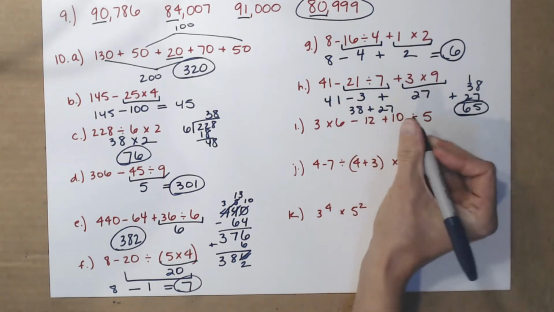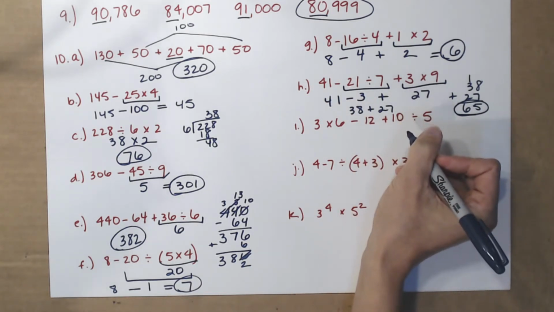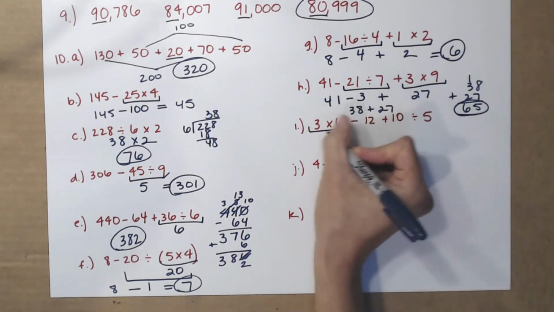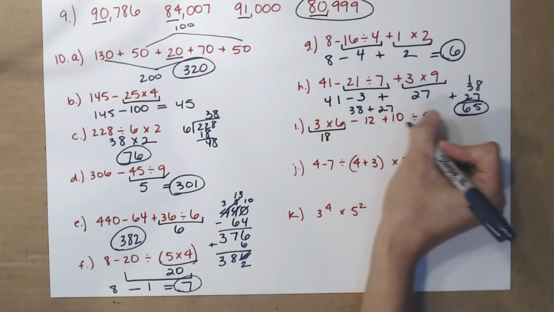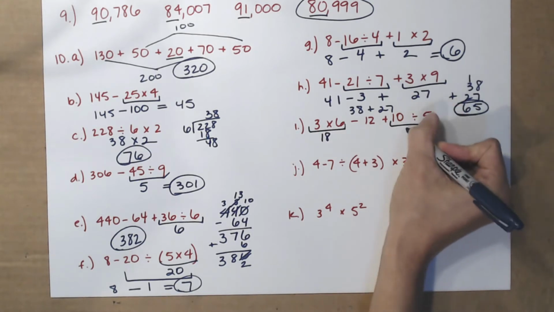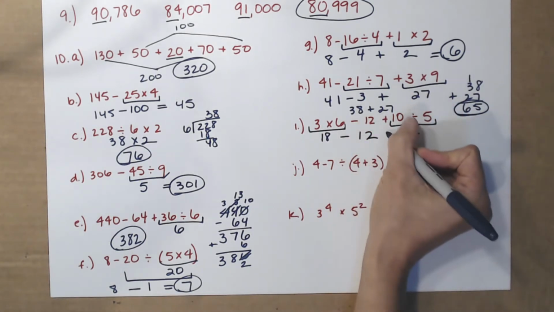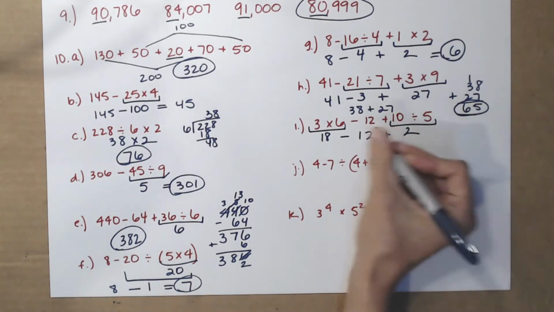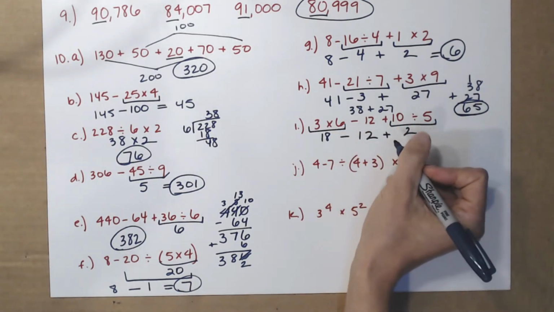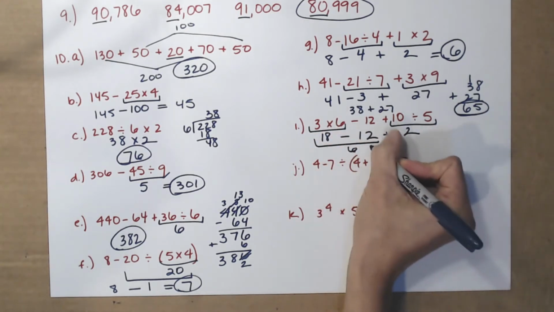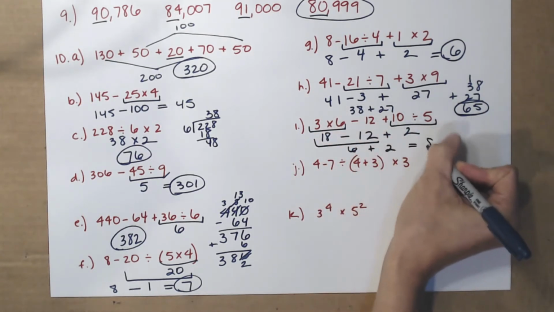Letter I, we have no parentheses, so we'll do our multiplication and division from left to right first. 3 times 6 is 18, and then I have a 10 divided by 5 is 2. Bring down my other numbers. Now I can just go left to right, add and subtract. 18 minus 12 is 6, plus 2 is 8.